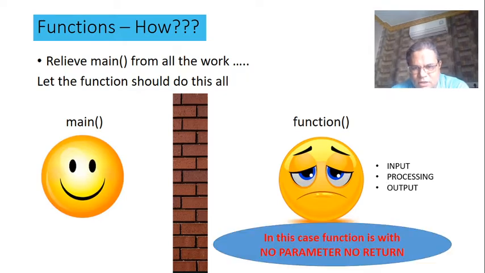In this case, the function is called a function with no parameter, no return. It doesn't accept any parameter from main. It doesn't return any result to main. So this particular thing is called a type 1 function, that is, function with no parameter and no return.